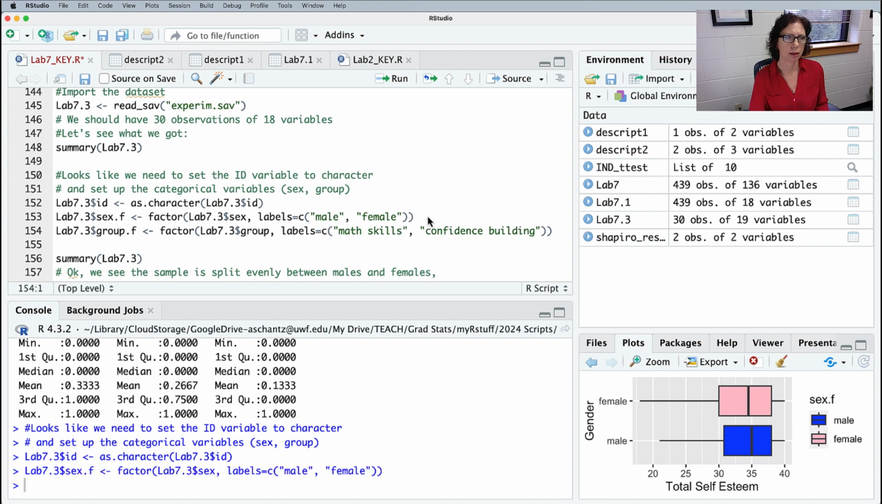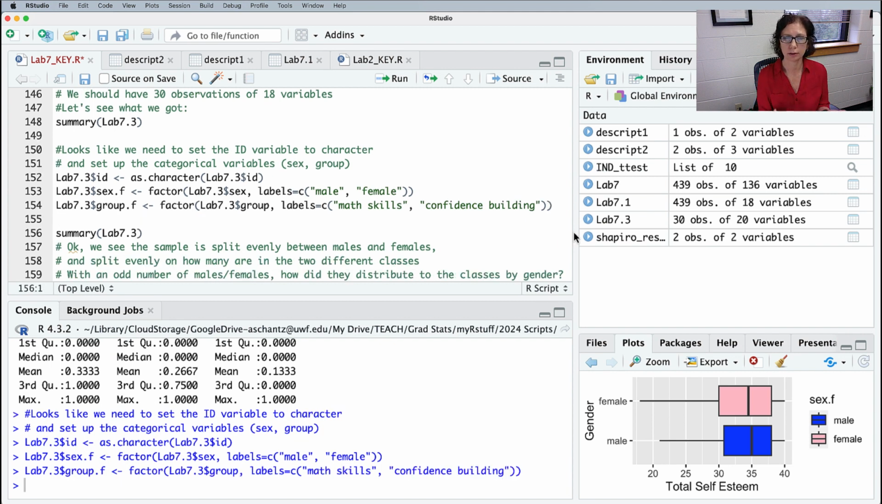And then the group is actually 2 different classes or 2 different interventions that the participants were involved in. They were either assigned to a math skills intervention or a confidence building intervention. And that was to help them get over this fear of statistics, right? So, and how did I know that? I looked at the code book.